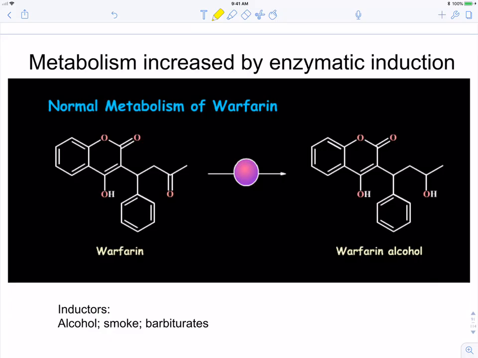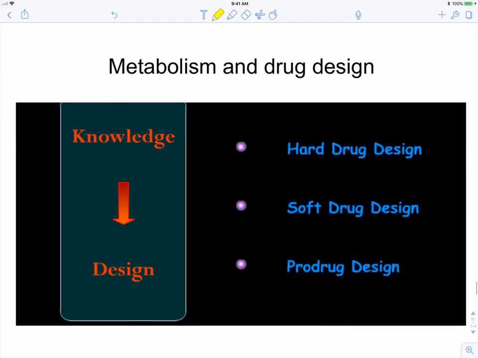On the other hand, metabolism can be increased. For example, patients that abuse alcohol or smoke or take barbiturates can basically activate the enzyme that metabolizes warfarin, and so reduce its levels. And in these cases, the patients will actually require a higher dose of warfarin to maintain the therapeutic window.